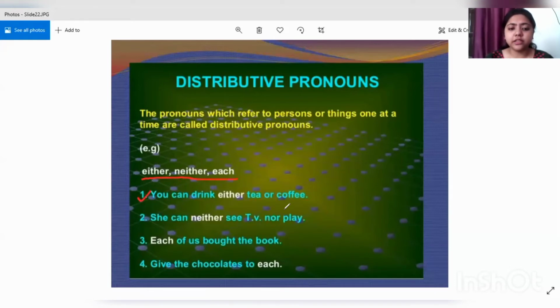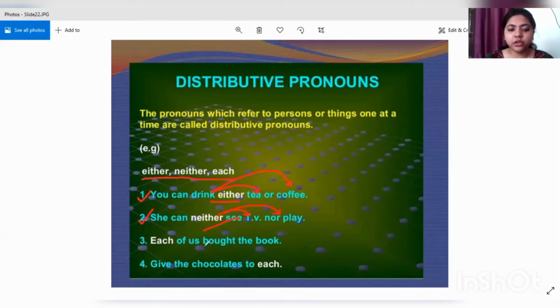Let us look at the examples. You can drink either tea or coffee. Now, we have to choose only one option. Okay, one at a time. You can drink. It is referring to tea also and coffee also, but one at a time, not all together. Okay, she can neither see TV nor play. Again, this is being referred to TV also and play also, but one at a time.